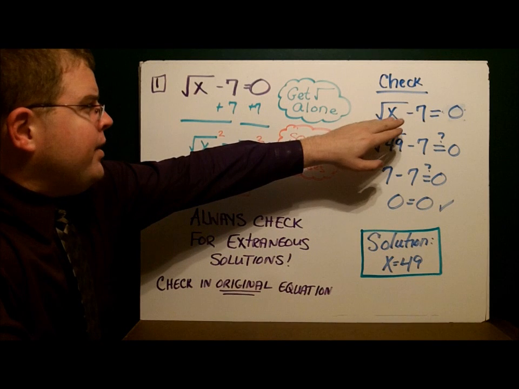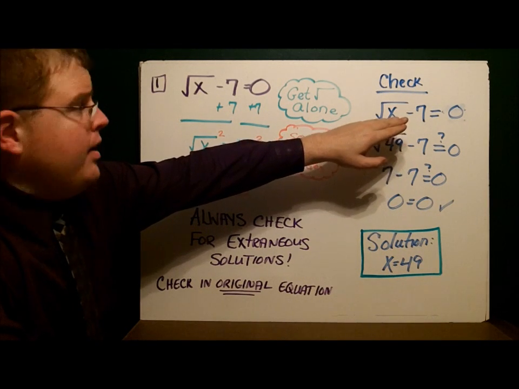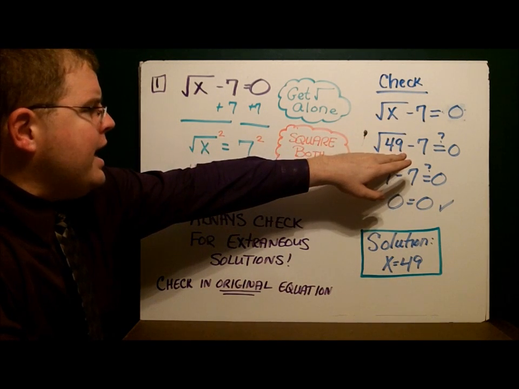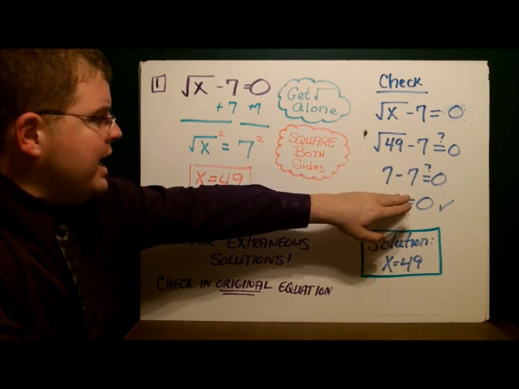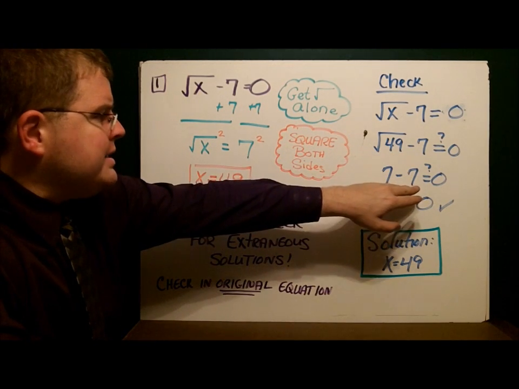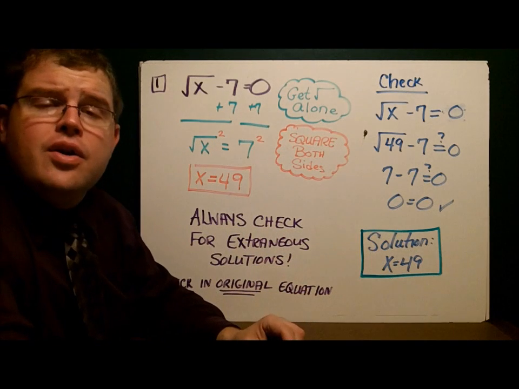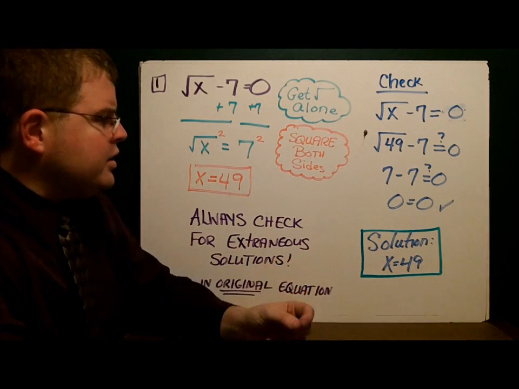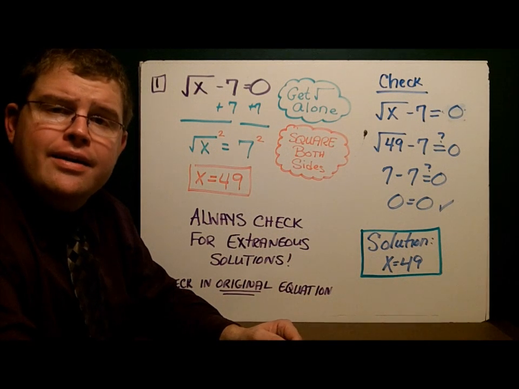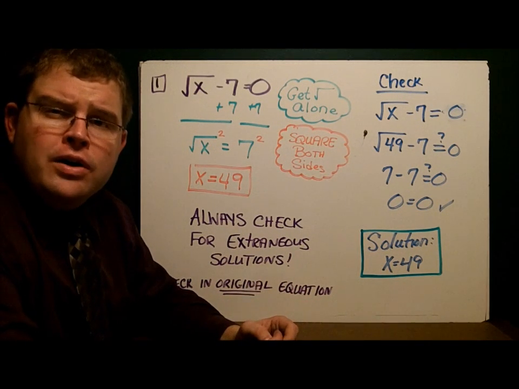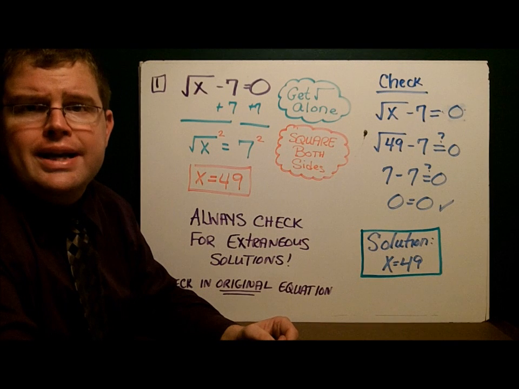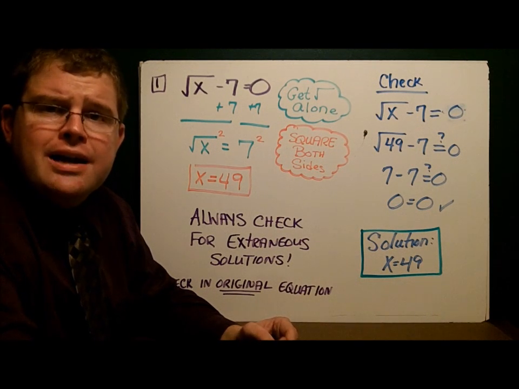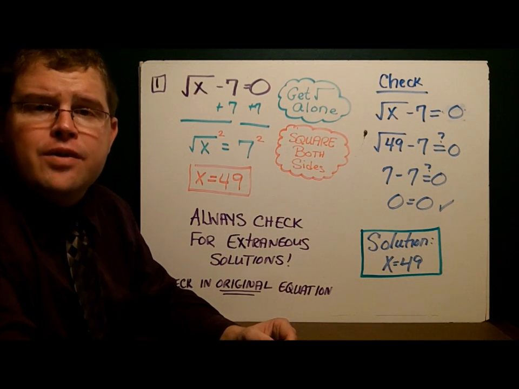So I had the square root of x minus 7 equals 0. I plugged in the 49. Square root of 49 is 7. 7 minus 7 is 0. 0 equals 0. It did work. And so therefore my solution is x equals 49. If you find a false solution, we call those extraneous solutions, you're forced to reject it. And we'll see one of those in just a few minutes.